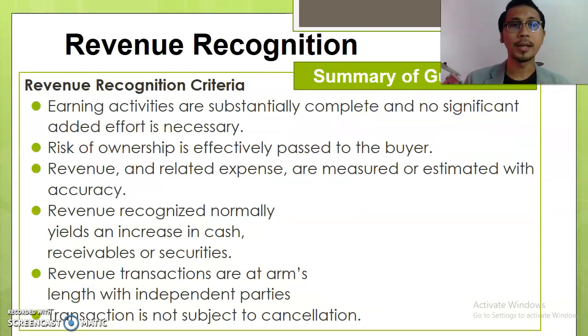Number one, earning activities are substantially complete and no significant added effort is necessary. Risk of ownership is effectively passed to the buyer. Revenue and related expenses are measured or estimated with accuracy. Revenue recognized normally yields an increase in cash, receivables, or securities. Revenue transactions are at arm's length with independent parties. And last one, the transaction is not subject to cancellation.